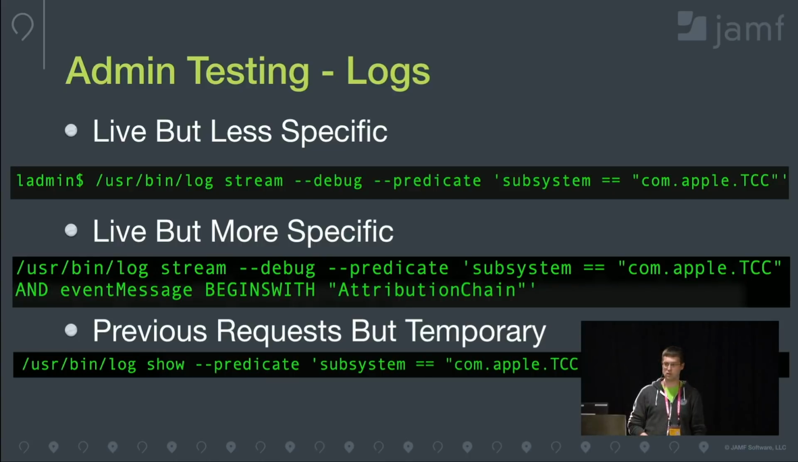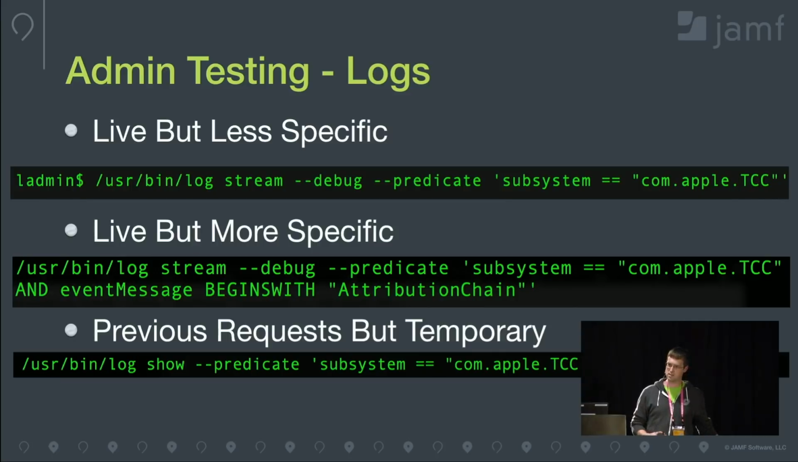Another way is through the log commands. We can either stream the logs at runtime and go through our workflow. The best way to do this is probably looking at the attribute chain. The second, more specific command there is actually going to look for the specific message type of attribute chain. And then we can also do a post look at the logs using the show command.